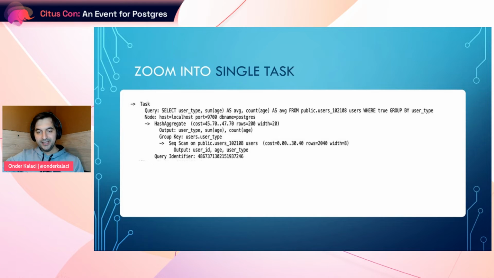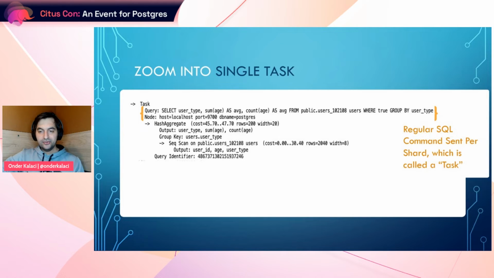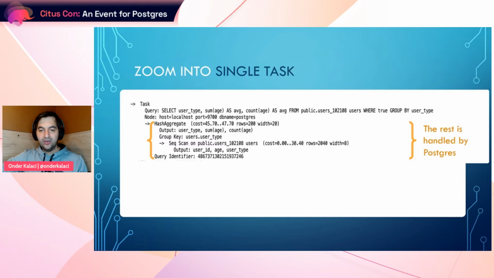Okay, first, let me discuss the concept of a task a little bit further. As I mentioned, a task is just a regular SQL command that is generated on the coordinator, which is responsible for creating the results for the user for some subset of the data, like over a single shard or over a set of colocated shards. We create the SQL command and just run it on a regular Postgres table. So the rest is really handled by Postgres.